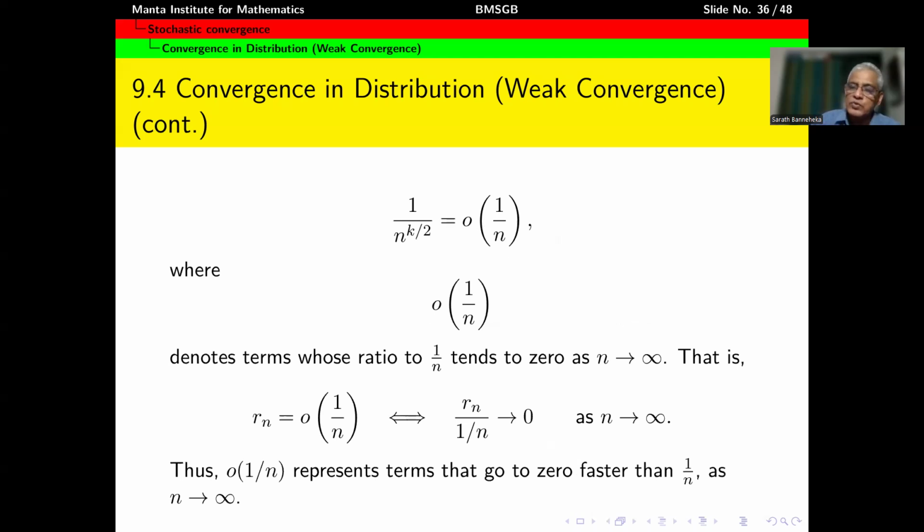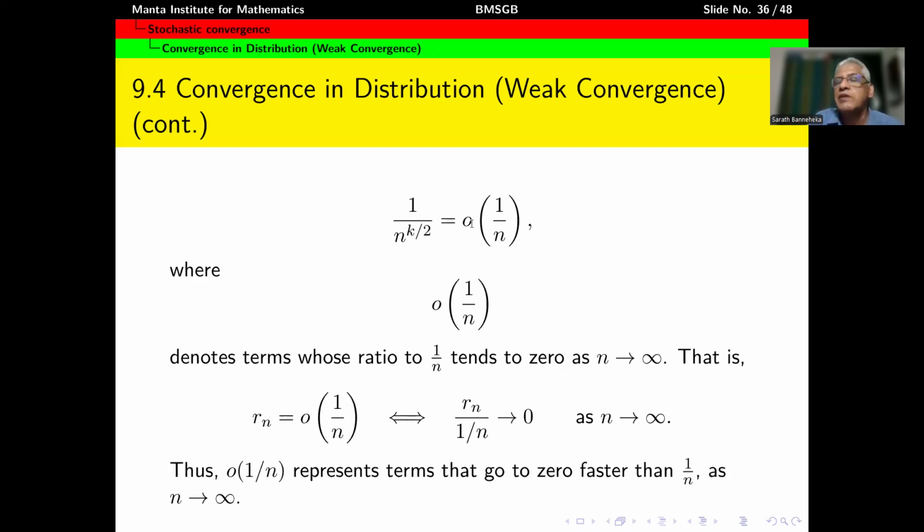And therefore, when n goes to infinity, all these terms will be going to 0 even faster than 1 over n as n goes to infinity, right? All these terms for k greater than or equal to 3 will go to 0 even faster than 1 over n as n goes to infinity. So that's what this simple o notation means, right?